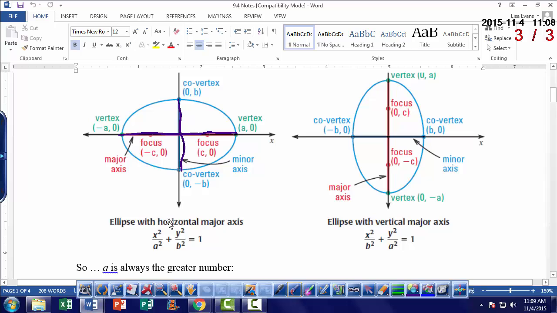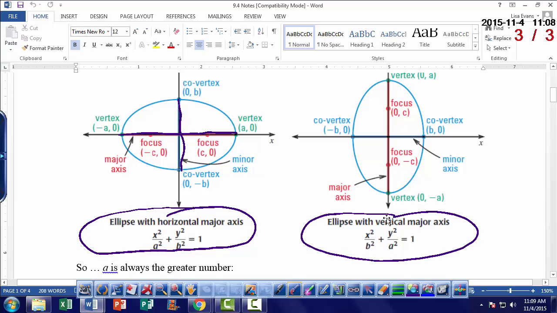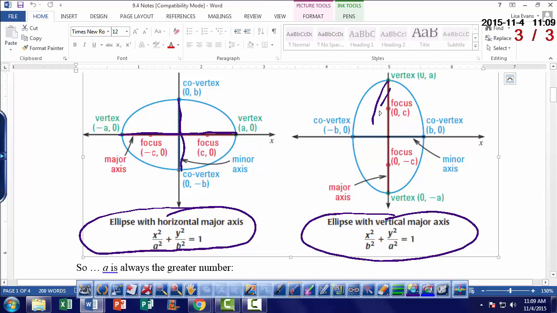What you need to memorize is an ellipse with a horizontal major axis looks like this: x squared over a squared plus y squared over b squared equals 1. The ellipse with the vertical major axis, so this one is the major, this one is the minor, is x squared over b squared plus y squared over a squared equals 1.